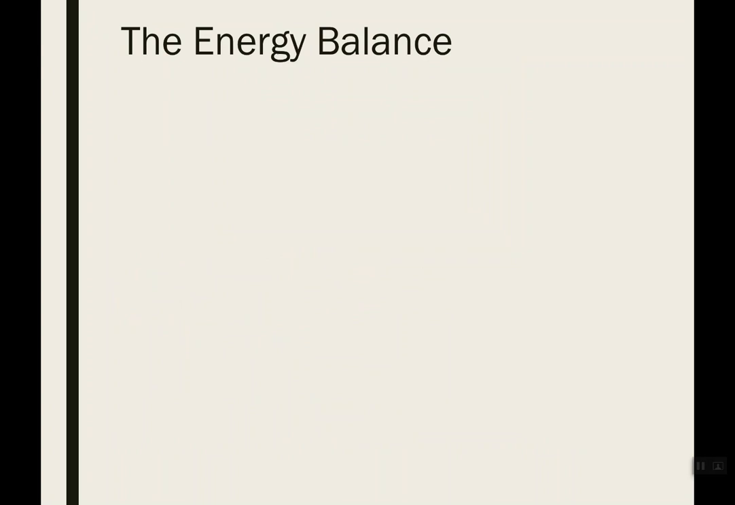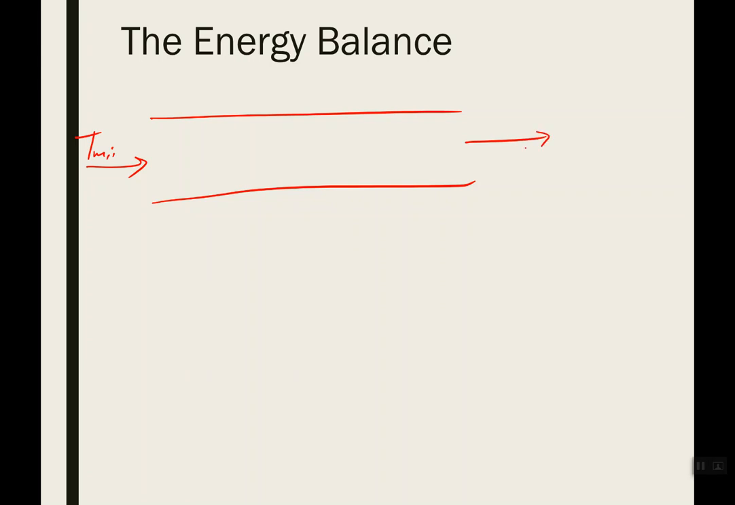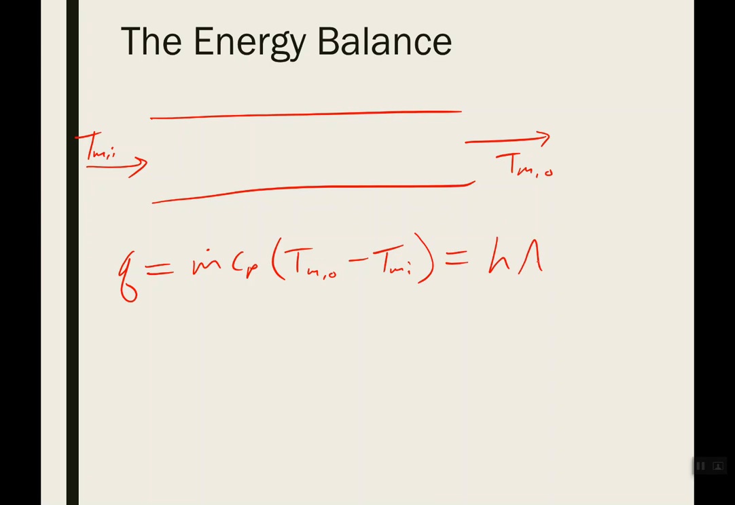Okay, so I kind of jumped to this part when we were deriving the LMTD, but we've basically come up with this equation. If we've got a fluid coming in here at our mean temperature at the inlet and leaving at our mean temperature at the outlet, we can express Q as Q equals m dot Cp times (TMO minus TMI). We can also express Q as HA times delta T log mean.